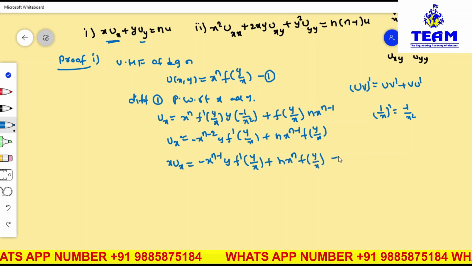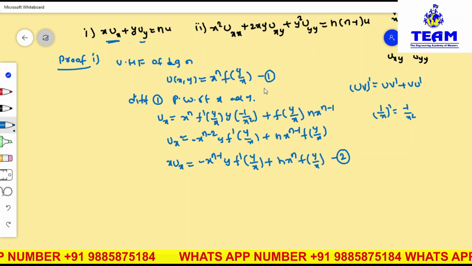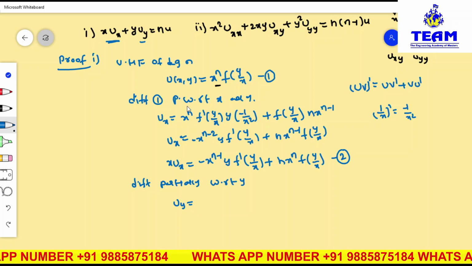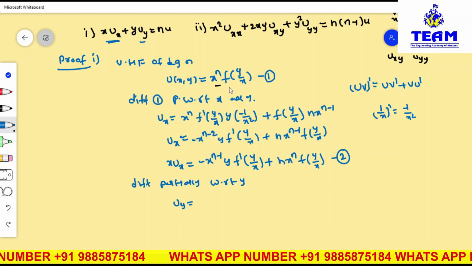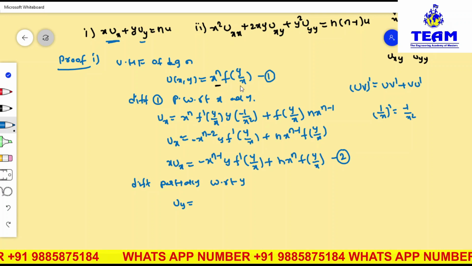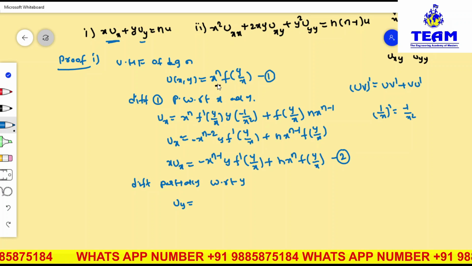You consider this as equation number 2. Okay, now we have to differentiate equation 1 partially with respect to y. Then the left side is uy. On the right side, you observe, friends, in equation 1 the first term is x to the power n, and the second term is a function of y. So the first term you can treat as a constant because it is independent of y.